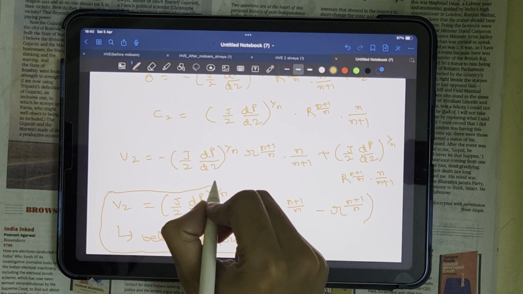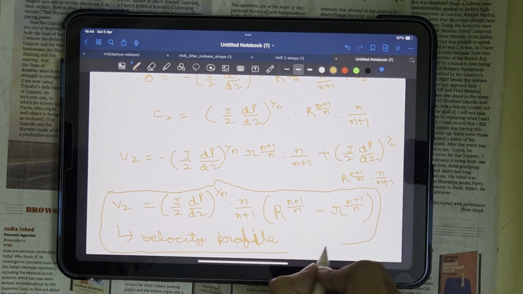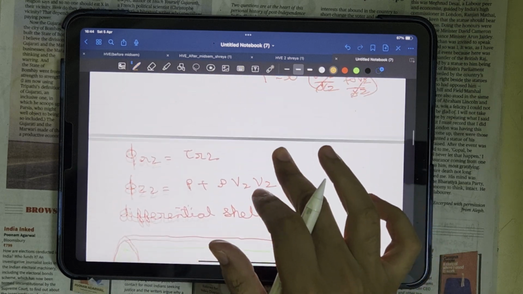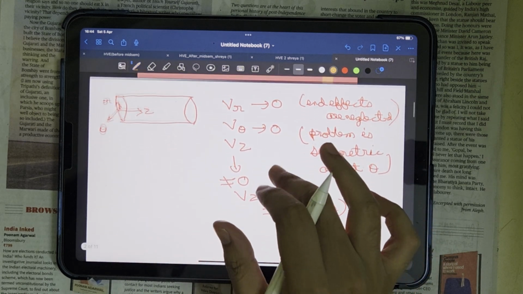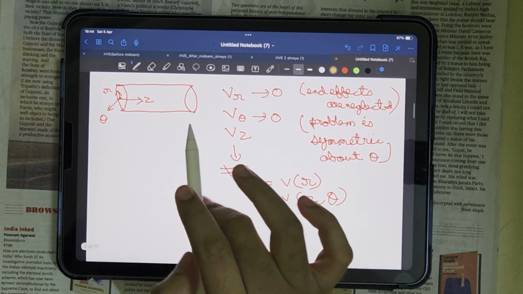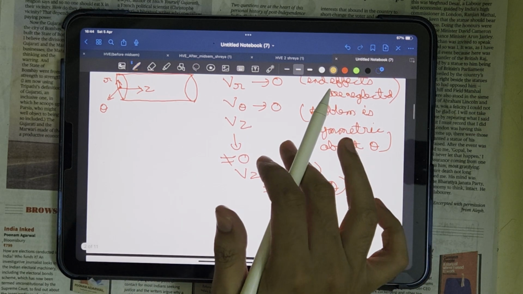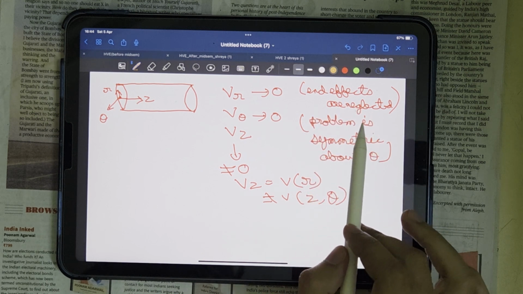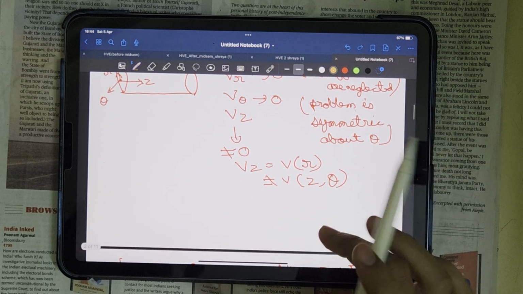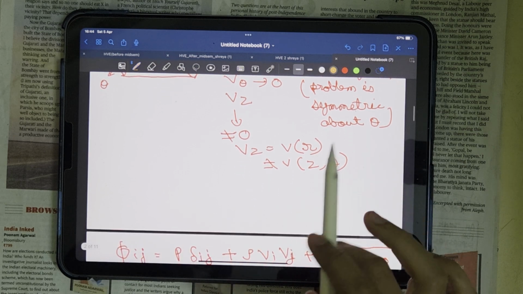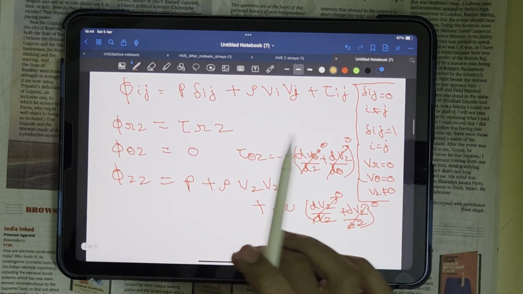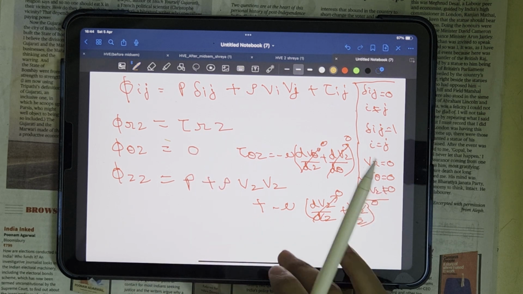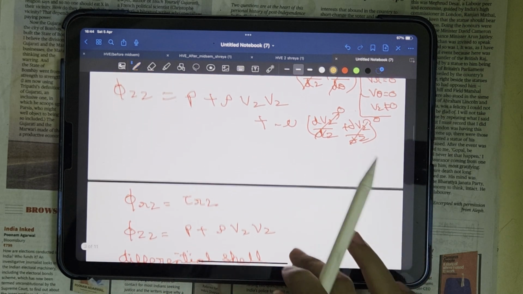So I will repeat what I just did from the start. Our question was basically a horizontal tube. So velocity in r direction and theta direction became 0 because end effect is neglected and the problem is symmetric about theta. Vz is not 0 but is a function of r. Then we calculated flux, and phi rz came out to be tau rz, and phi zz came out to be p plus rho vz into vz. Now we took a differential shell and we have shown phi zz here.